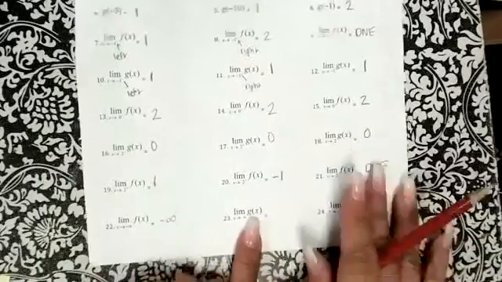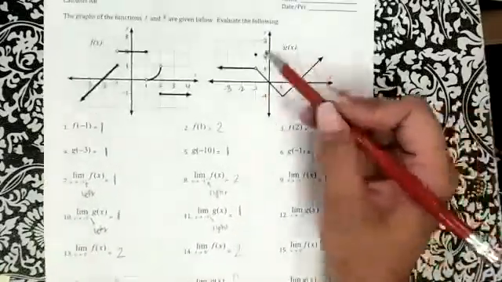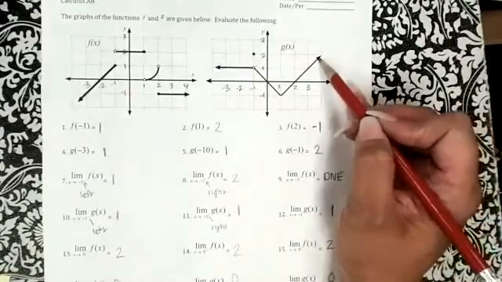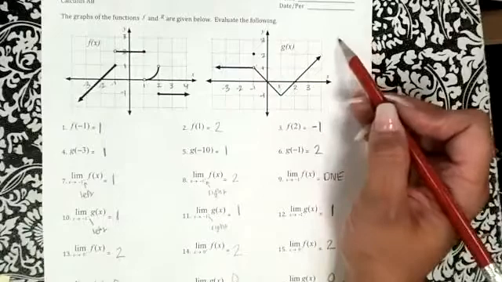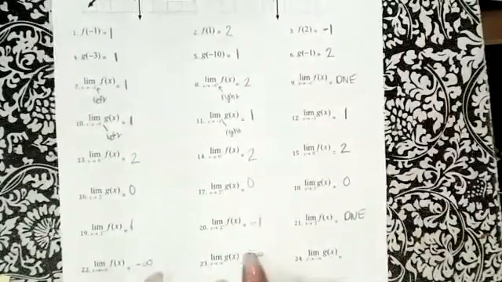Here we have g of x, and we're saying x is going to positive infinity. So here's g of x, and x is going to positive infinity, which is all the way to the right. This arrowhead means it's going to go all the way up. So this is going to be a positive infinity. You don't have to put the positive there.